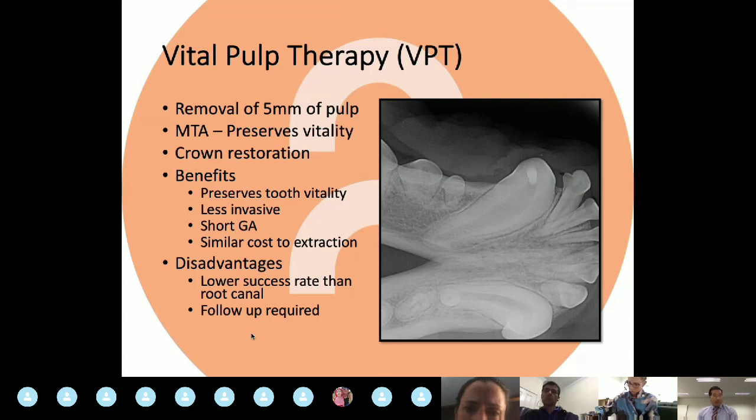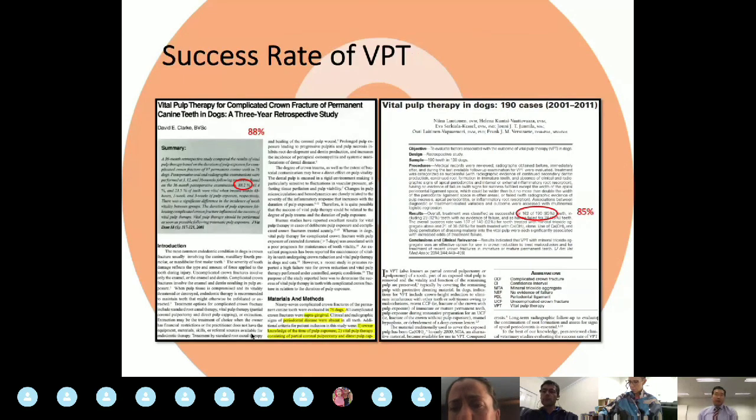So the benefits are it preserves tooth vitality. It's a short, quick procedure. It's similar in cost to an extraction, at least here anyway. The disadvantages are that it has a lower success rate than a root canal. Not really that low, but it's a little bit lower than a root canal. And we typically recommend follow-up, again, just like a root canal. The success rate for these ranges from about 85 to 88%.